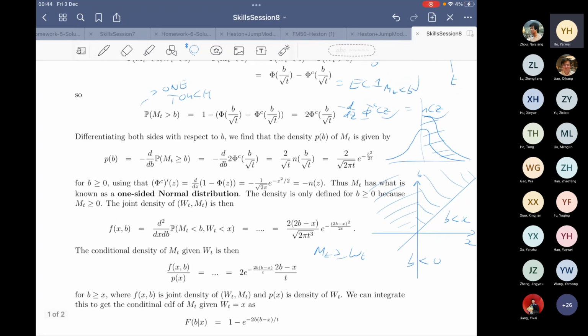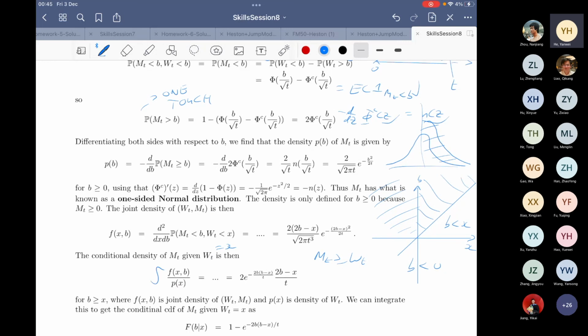If you want, I think this is probably an easier calculation to get from this. If we have the conditional density of MT given WT, you can also get the conditional distribution function of MT given WT. I should say given WT equals X is what I'm conditioning on. So you would compute the conditional CDF of MT by integrating that. What would it be? The integral of this dB from B is X to some other value.